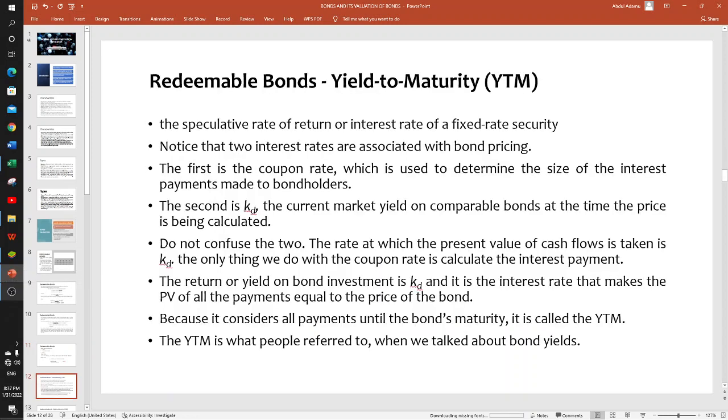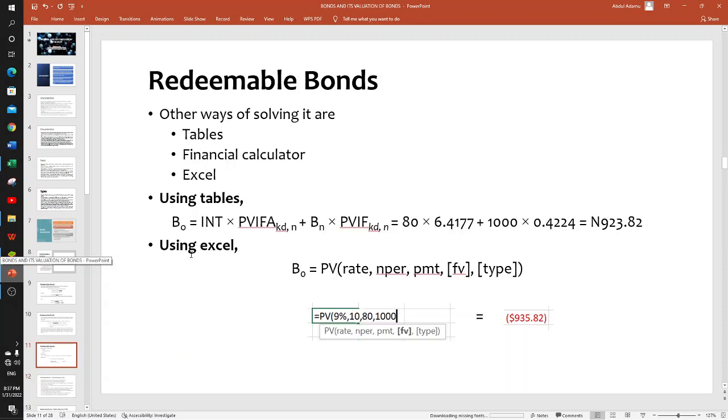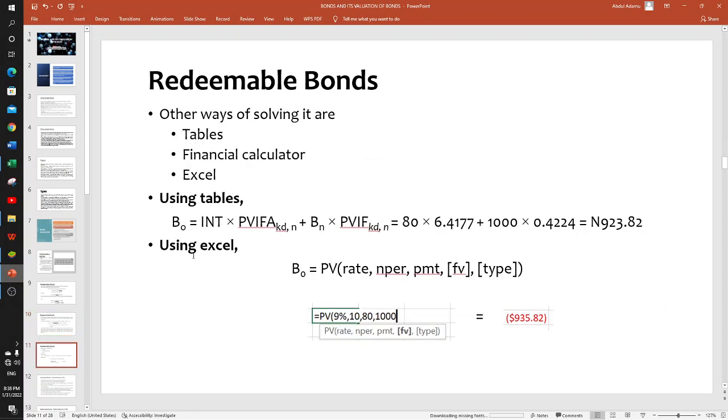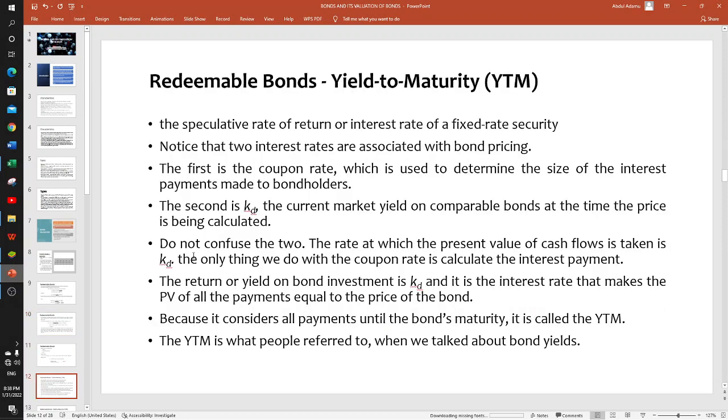Now, one important thing that we sometimes need to find is what we call the yield to maturity. If you look at our formula, the required rate of return is the yield that the investor is earning, that is what they will earn until the bond matures. So the speculative rate of return or interest rate of a fixed rate security is the yield to maturity. Notice that two interest rates are associated with bond pricing. The first is the coupon rate, which I have explained, and is used to determine the size of the interest payment to the bondholder.